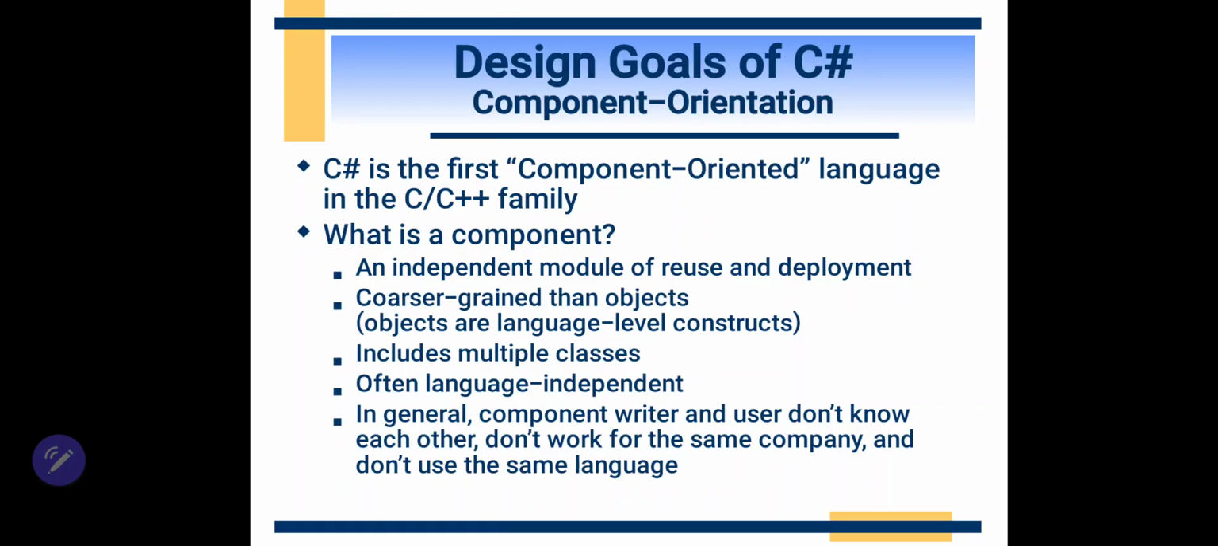Design goals of C#. C# is component oriented. But first, what is a component? The definition of a component is still contentious. However, there is agreement that components address issues of reuse and deployment, as opposed to objects, which are language-specific concepts. And you have to think about the difference between component and object. If you use a component, you can reuse this component, but an object is just a language-specific concept.